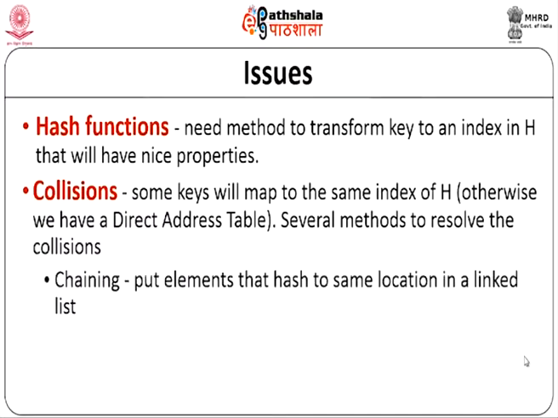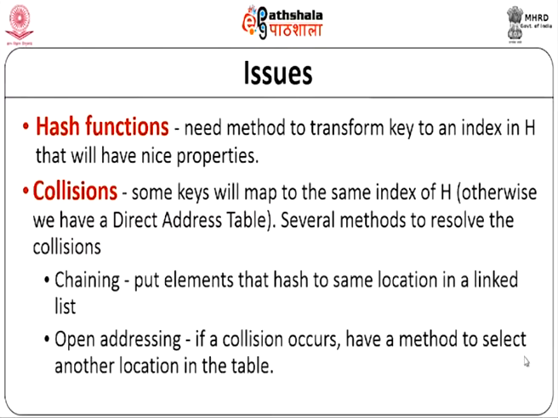The methods of overcoming or resolving collisions include putting the elements that hash to the same location in a linked list, which is called chaining. Then there is another method called open addressing: if a collision occurs, you find another location for the key in the same table. We will come to collisions later, and we are not discussing them in detail in this module. Here we are going to talk more about the hash functions.